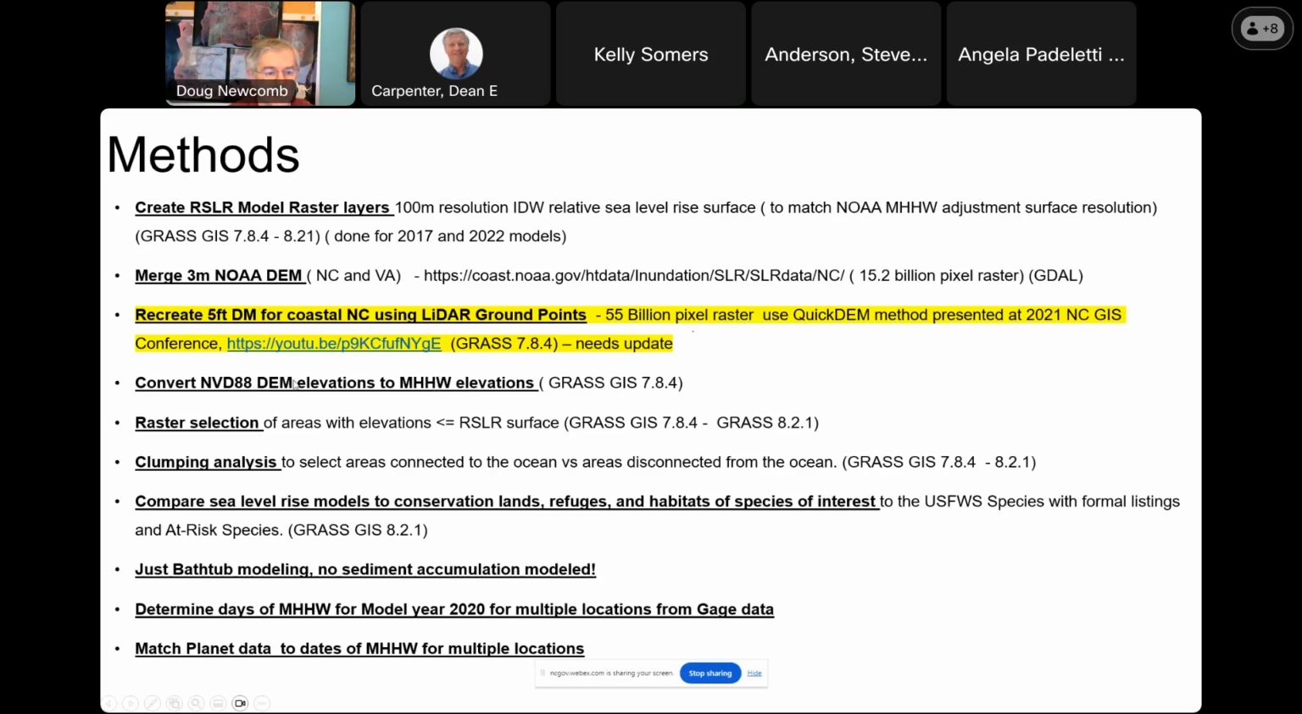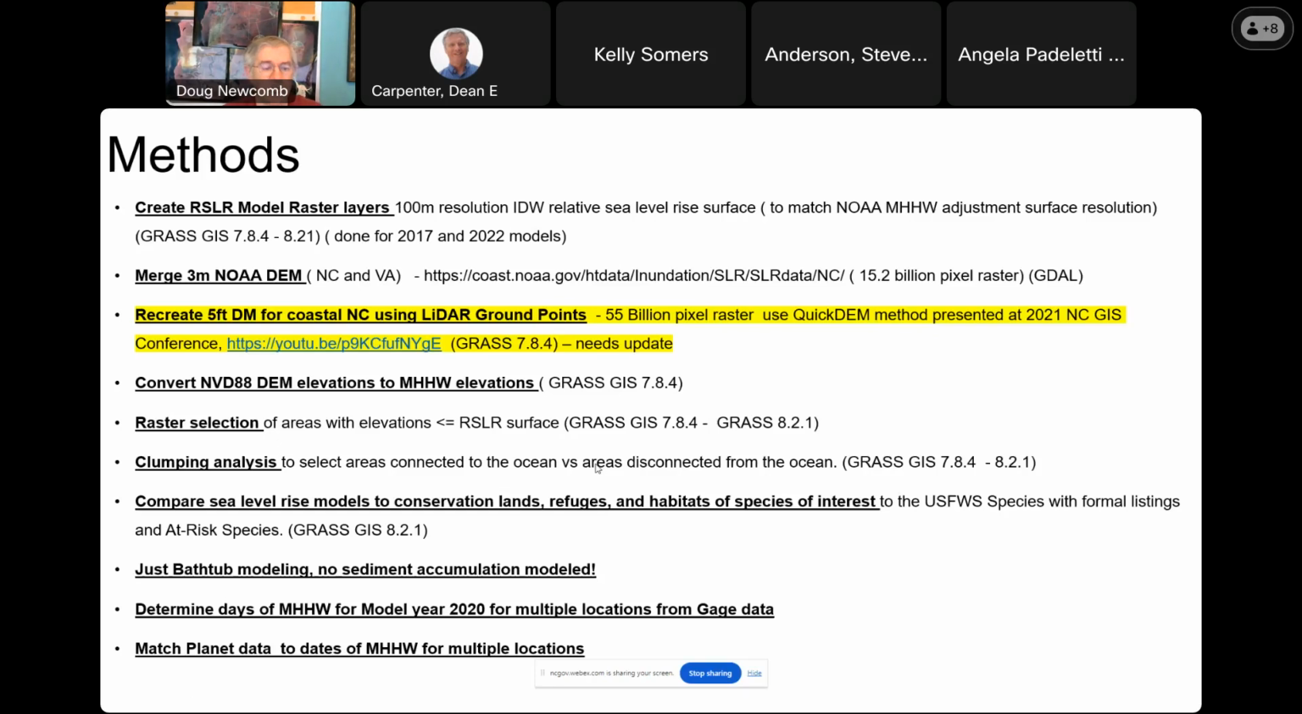And then I converted the outputs of both to mean high water by subtracting an adjustment layer that NOAA provides. And then I just said, hey, what areas are less than or equal to that relative sea level rise surface at every time step? And then you say which ones are ocean connected, and where are the areas where it's not connected to the ocean in the DEM, but is still showing as inundated.